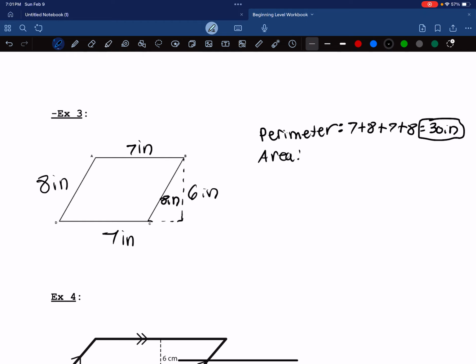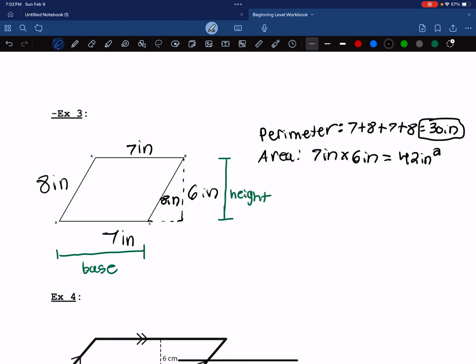And then area, we know, is base times height. So I'm going to label the base and the height for this problem. So our base is here. This is our base. And then our height is here. So since our area is base times height, our base is 7 inches, and our height is 6 inches. So 7 times 6 is 42. And then we're going to have inches squared.